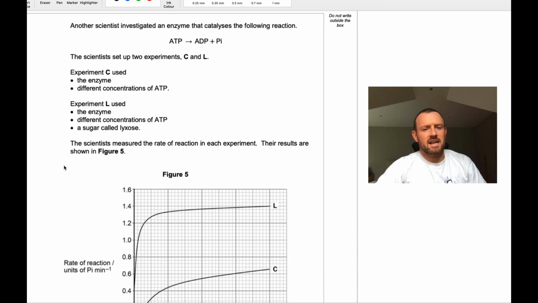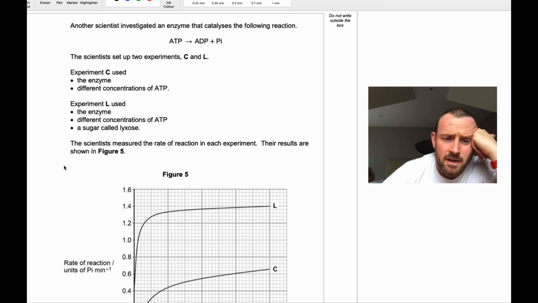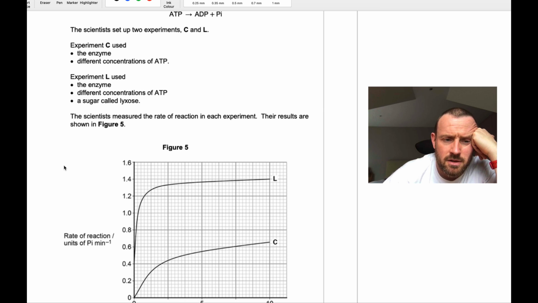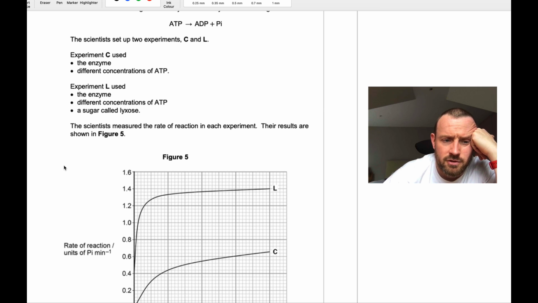Another scientist investigated an enzyme that catalyzes the following reaction. Okay, this is hydrolysis of ATP. The scientist set up 2 experiments, C and L. Experiment C used the enzyme and different concentrations of ATP. Experiment L used the enzyme, different concentrations of ATP, and a sugar called lixose. Okay, so we're just looking at how lixose affects this enzyme, I suppose.